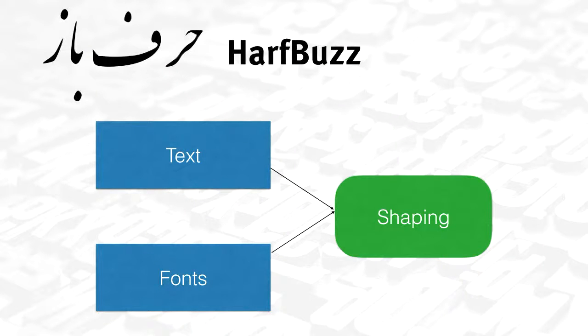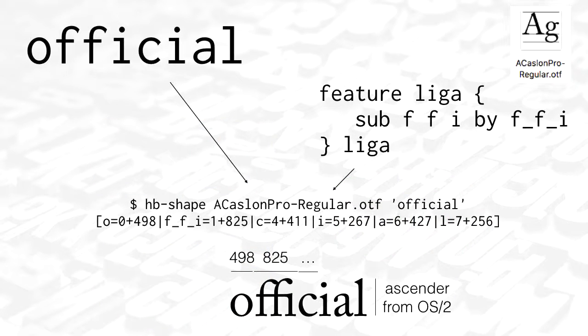So now I think we've got a clue as to what happens when our words come from the disk, hit a font, and get rendered on the screen. When the word official arrives into HarfBuzz, it brings a font with it, and HarfBuzz says, you've got a letter O, it's 498 units. And then you've got this ligature FFI, which is 825 units. And HarfBuzz also tells us, quite helpfully, what index in the string those letters refer to.